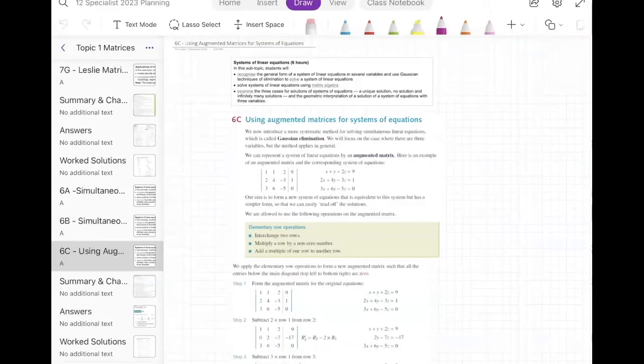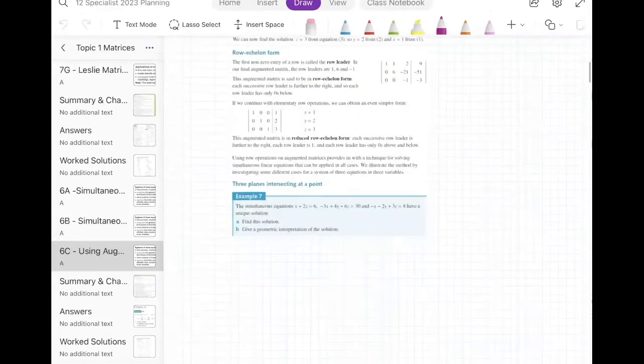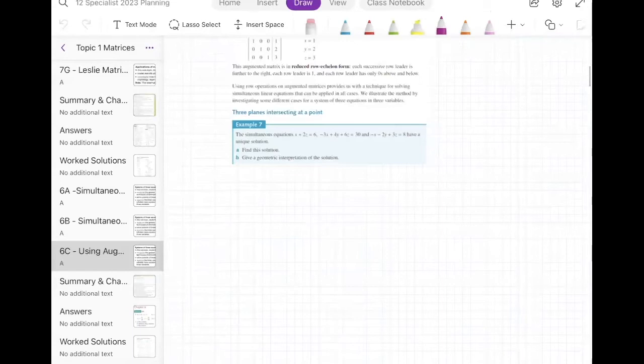Okay, guys, we're going to look at 6C, which again is using augmented matrices to solve systems of equations. We've already done a little bit of this in the intro to Gaussian elimination video. So now we're going to do another example. And I want to try to do an example where I have all three unknowns in my matrix, which actually isn't true for example 7.